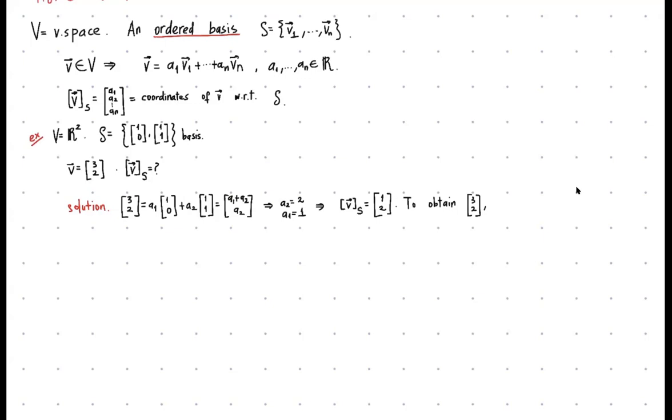go 1 unit in the direction of the first vector (1, 0), and then go 2 units in the direction of the second vector (1, 1), right? That's what it means. So the coordinates of this vector are 1 unit in this direction, and 2 units in this direction. So that's what coordinate means. It's meaningful, I think.